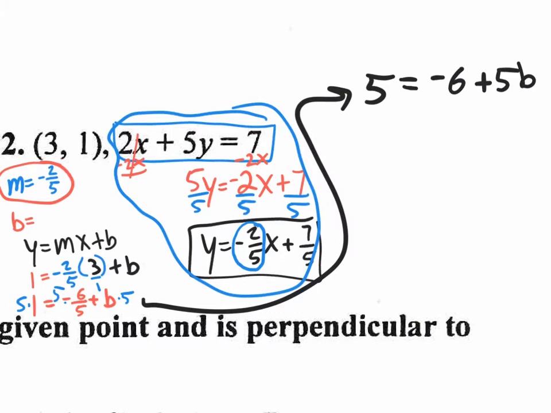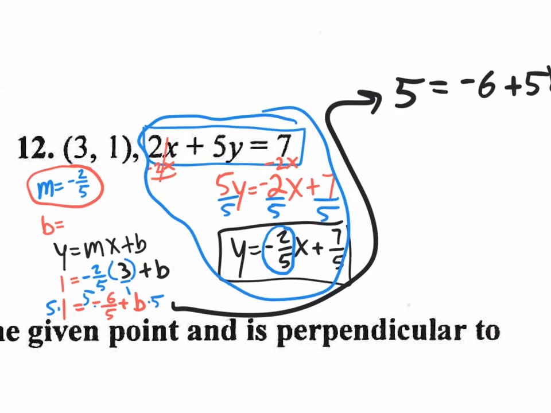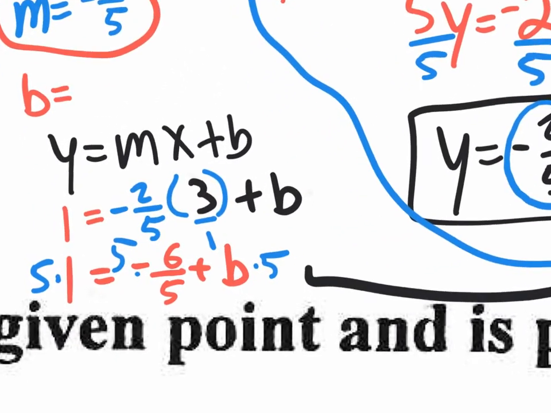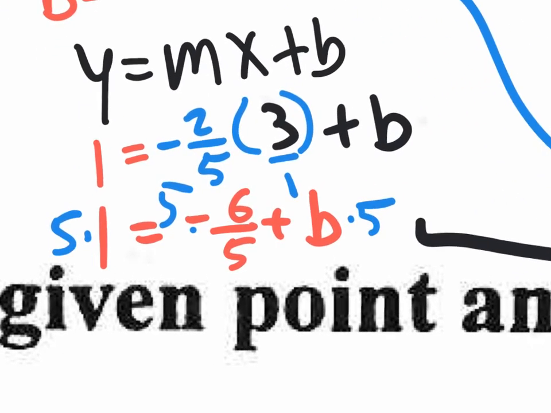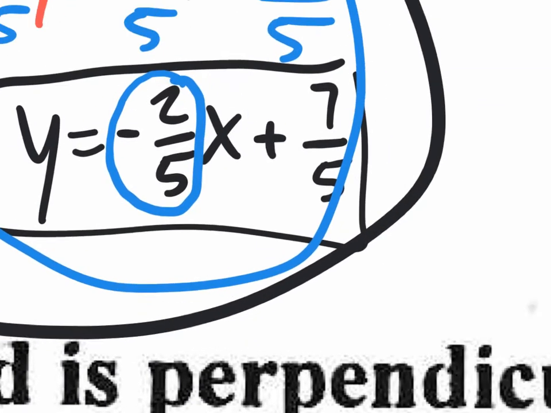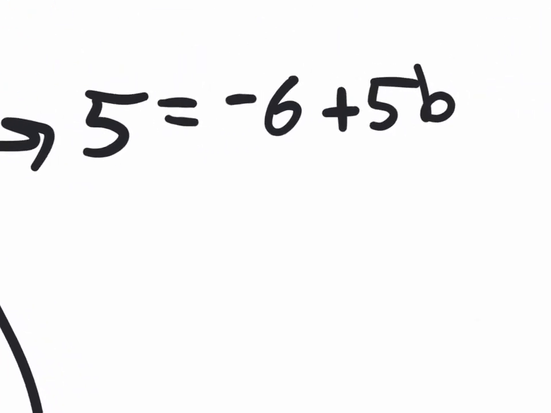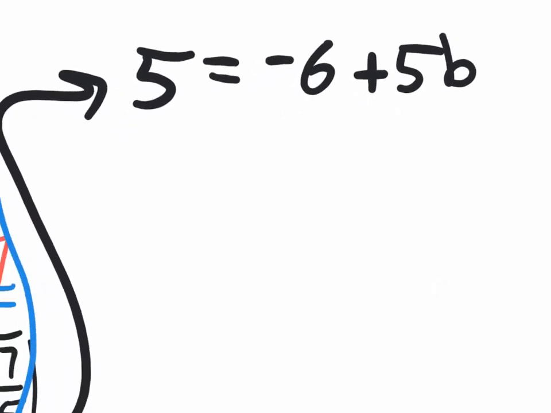You with me? Yes. Should I zoom in right here? You multiply everything by 5. 5 times 1 is 5. This 5 and this 5 are going to cancel out, so you're going to have a negative 6. And b times 5 is 5b. So you're going to have 5 equals negative 6 plus 5b. And that's exactly what I have up here. 5 equals negative 6 plus 5b.